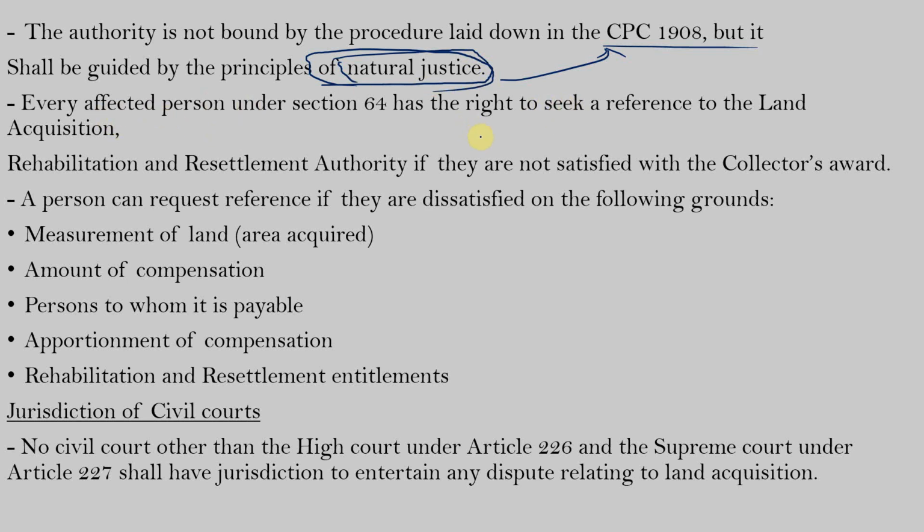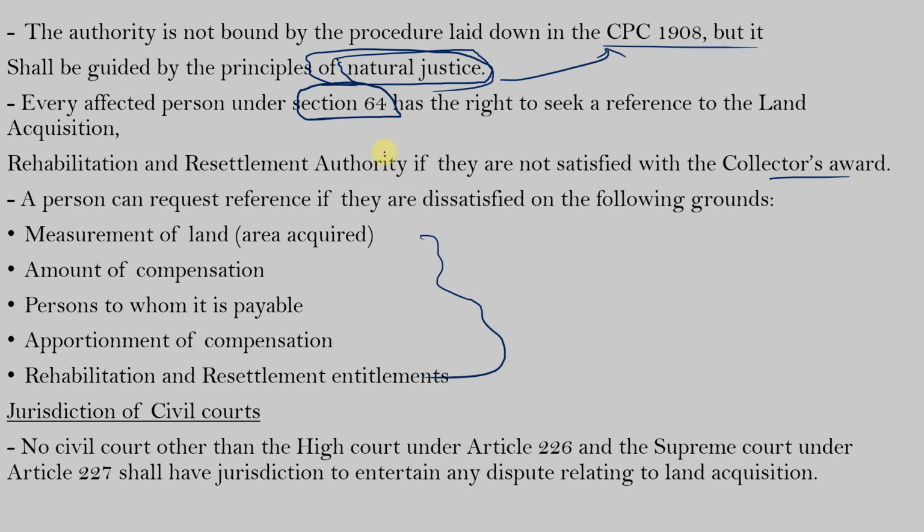So every affected person under Section 64 has the right to seek reference to the authority. Section 64 of the Act provides that any person affected by the orders passed by the collector, or dissatisfied with the procedure followed by the government, may seek reference to the authority. So if they are not satisfied with the collector's award, a person can request reference if they are dissatisfied on the following grounds. Only on these grounds can the affected persons approach the authority.